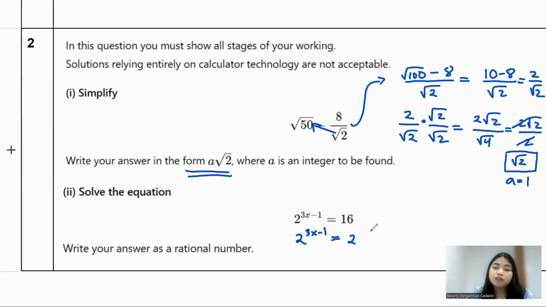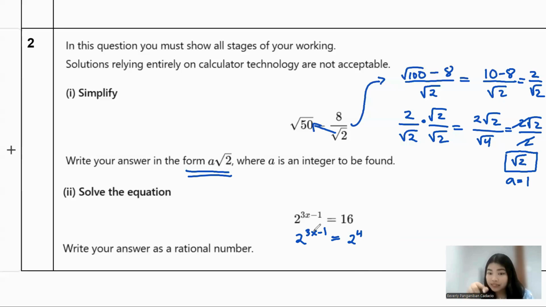So if I have 2 raised to 3, 2 times 2 times 2 will be 8, right? But if we have another 2 times 2, or 2 raised to 4, it will be 16. You can check it out. 2 times 2 times 2 times 2 will be 16. Then with that, the exponent will just be equal to each other because they have the same base already.